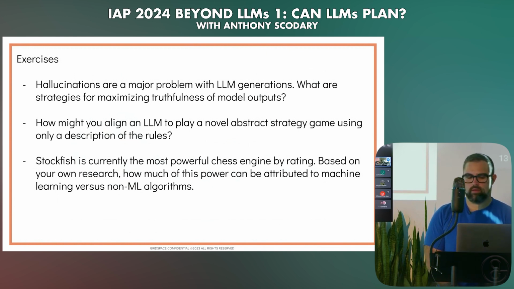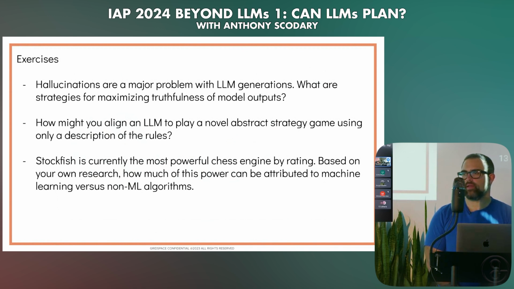So the question is just what are strategies, including ones I mentioned, but also others, for maximizing truthfulness in model outputs? The second question is how might you align an LLM to play a novel abstract strategy game using only the description of the rules. This is not something that anyone has done well, but the idea is you give it the manual for a game, and it doesn't just play it; it plays it well. So it plays it like Stockfish plays chess. So maybe in broad strokes, how might that be done someday by someone?